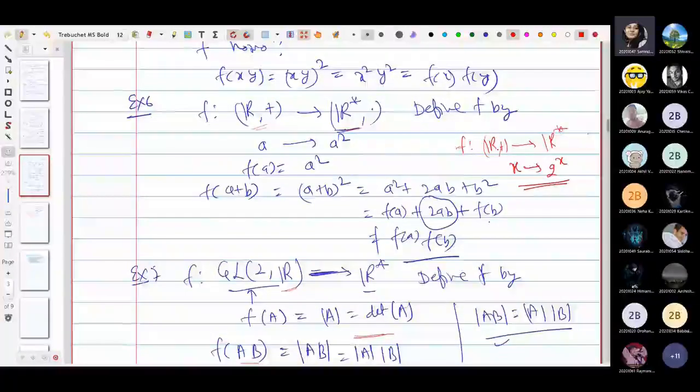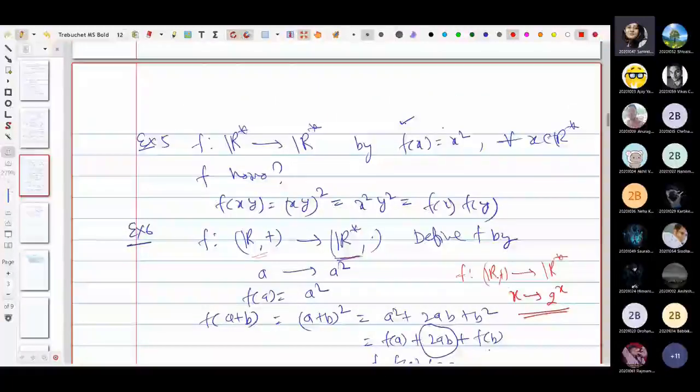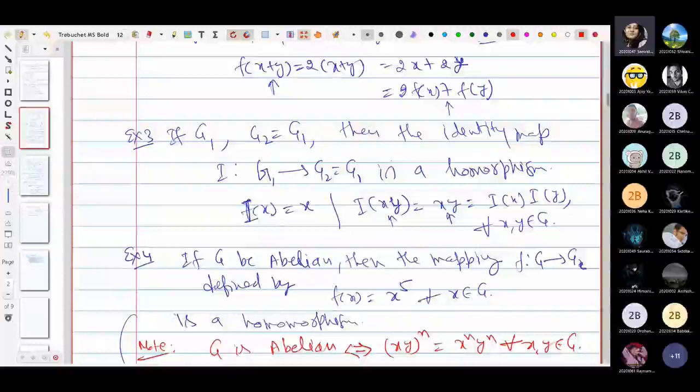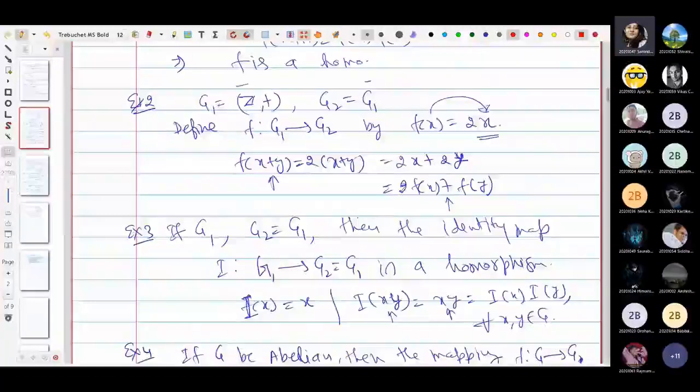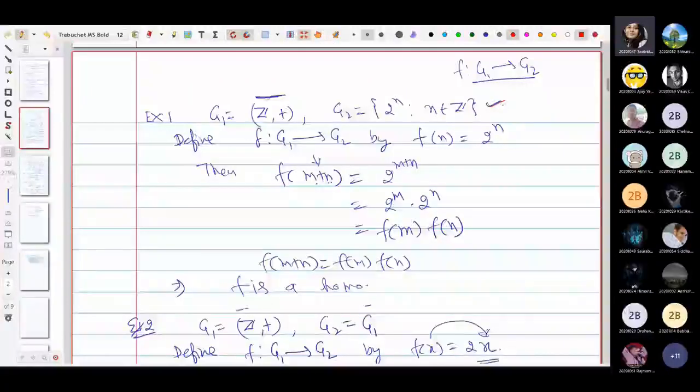In example number 5, on both ends we have multiplication, both operations the same. Here we have addition on both sides. Here we have Z plus, and on the right hand side this kind of group. So the operations are different: here addition, and there multiplication. So it depends on what the operations defined over G1 and G2 are, and that needs to be taken care of.